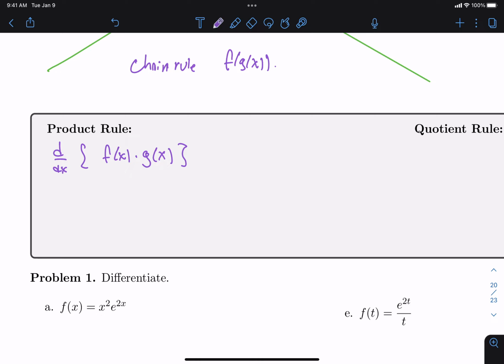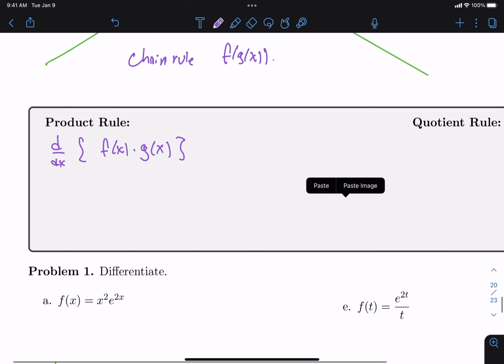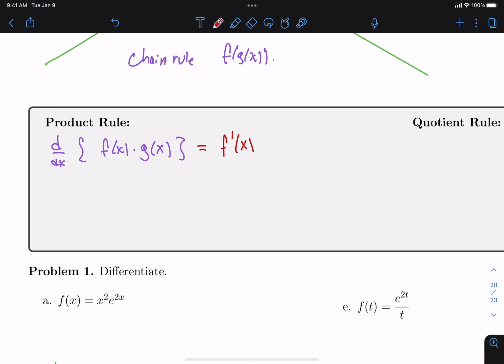And based on what we've learned so far, you might be led to believe that the derivative of a product, maybe you would guess, is going to be the derivative of the functions multiplied together.